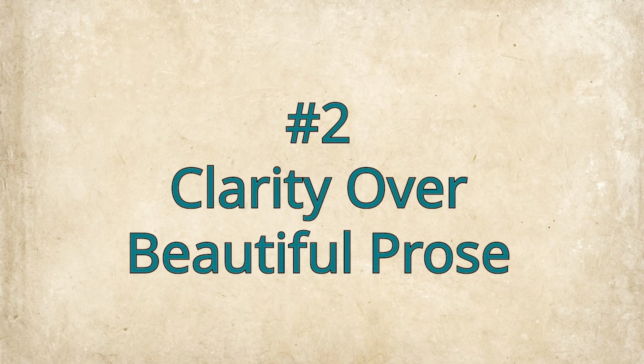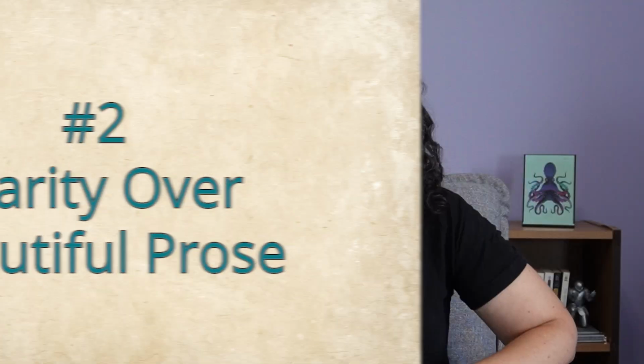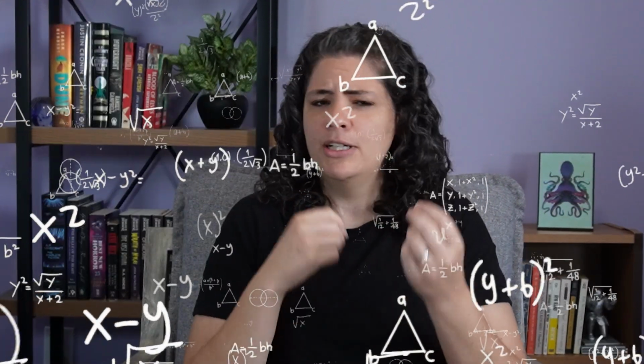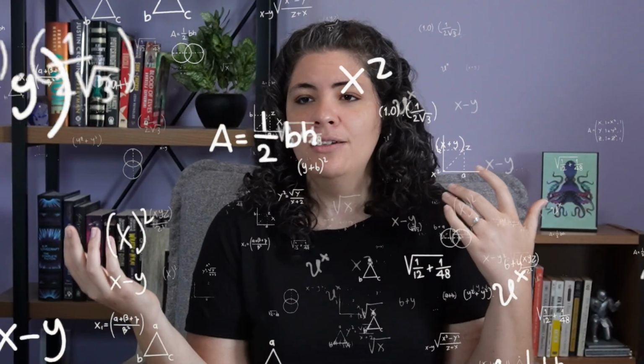Number 2 is clarity over beautiful prose. Okay, so here's a hard truth for all us GMs who love words. Beautiful writing isn't always good game mastering. Just because something sounds cool doesn't mean it plays well at the table. A lot of the time, those fancy poetic lines, the ones that would look great in a novel, end up confusing your players. They have to stop, parse what you meant, picture it, reorient themselves, and by then you've basically already moved on.